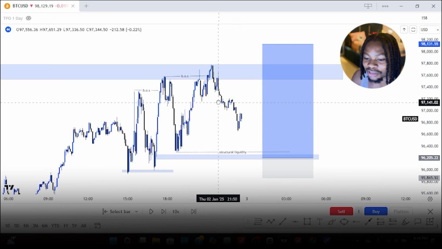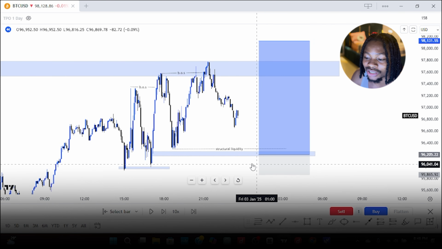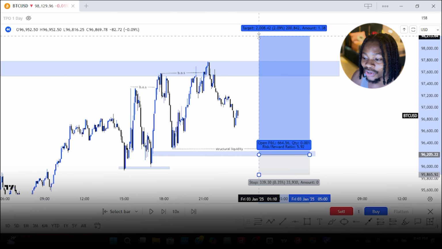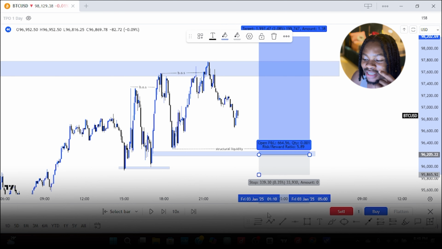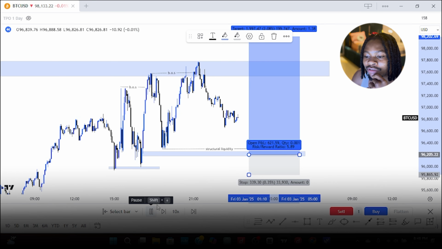Now let's see what eventually happened. We said I have my buy limit, or I could wait for that confirmation. But looking at this, I had this 1 to 5 target. So let's see what happens. Let's say if I'm risking $1,000, I will make $5,000 in return. So let's see what eventually happens.